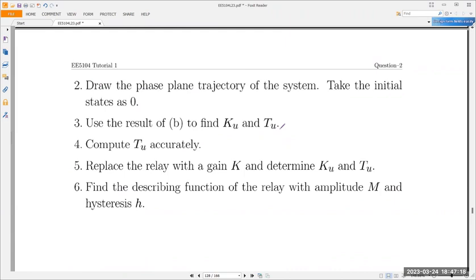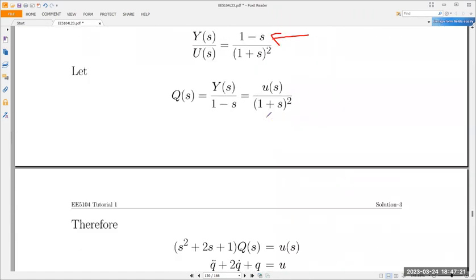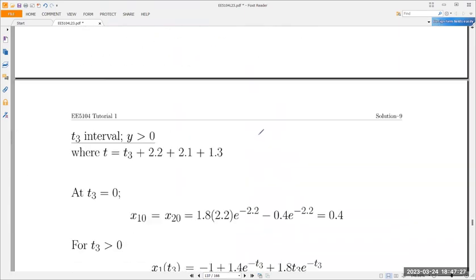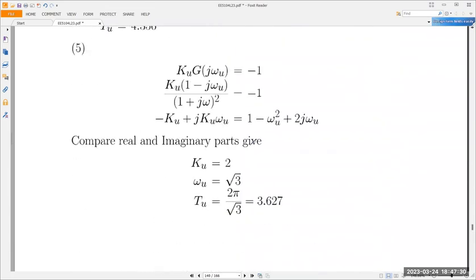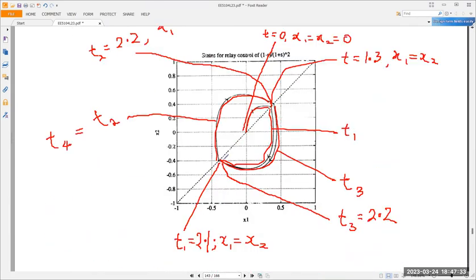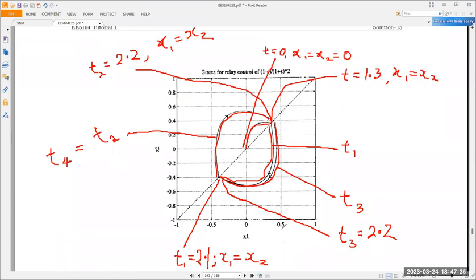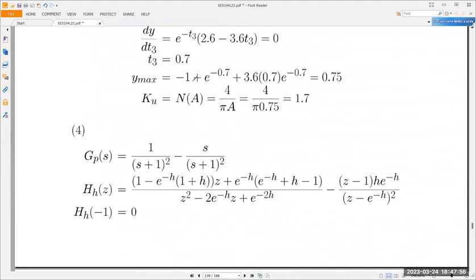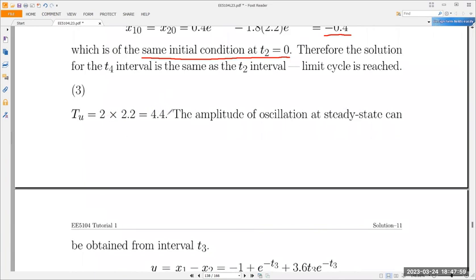So go and find what is KU and TU. TU is easier. It's the period of the oscillation. So when it is at steady state, what is the period of the oscillation? You can look at the picture. It's easy to see. From here to here is 2.2. From here to here is also 2.2. So basically, it is 4.4. All right, when it cycles in the outer loop here, it is 4.4. So 2.2 times 2. All right, so this is the easy part.